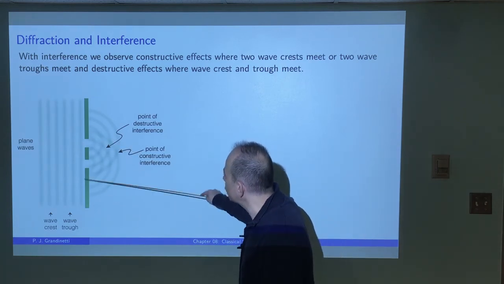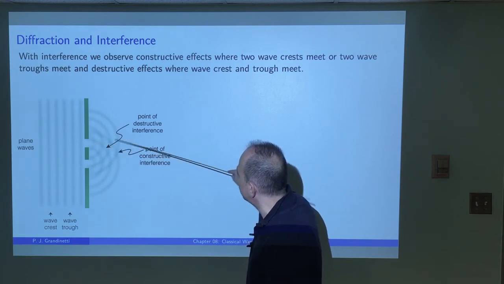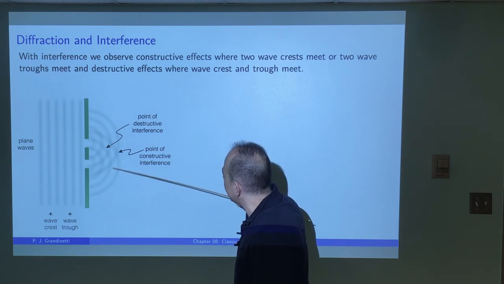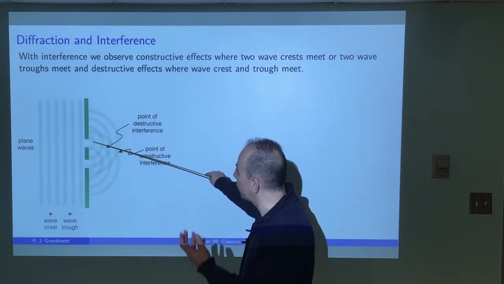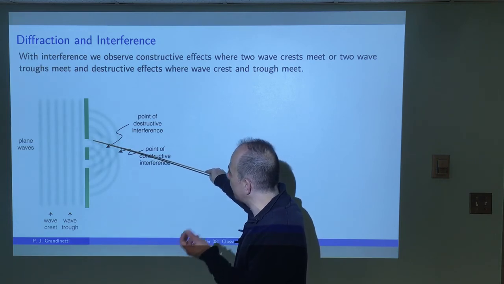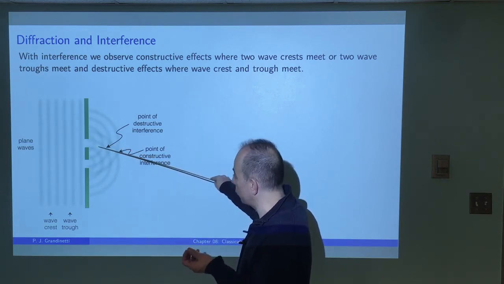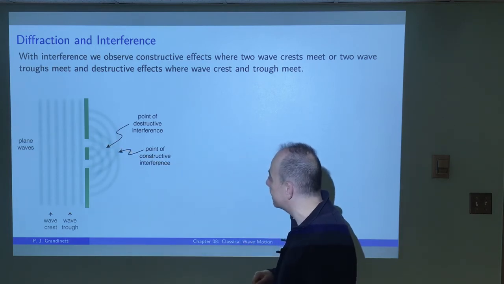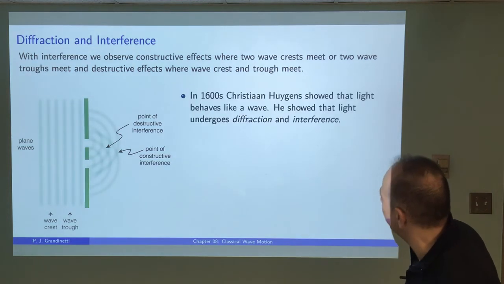The other property that waves have is that they constructively and destructively interfere. If I took two slits and had a plane wave coming through, then essentially I have two sources of these curved waves. As they come out, in the regions where the wave crests meet, we have constructive interference. Where the wave troughs meet, I have constructive interference. But where a wave crest and a wave trough meet, I have destructive interference. So that's another property of waves.